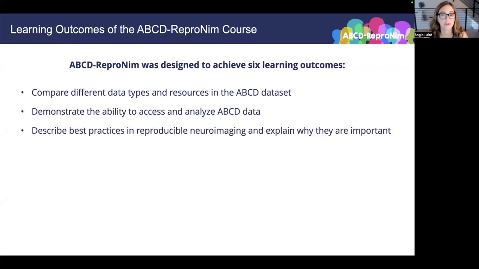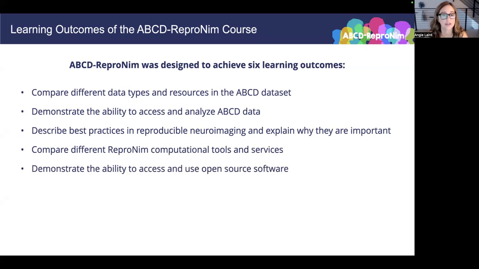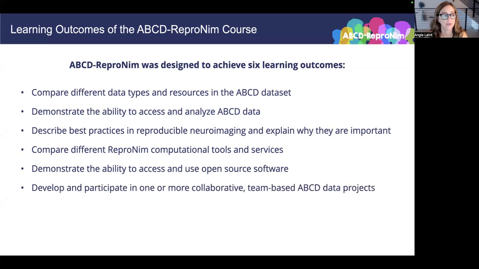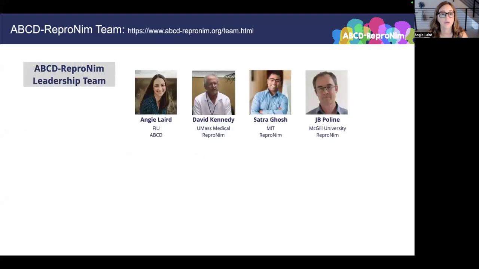Then from the ReproNim perspective, we want you to be able to describe best practices in reproducible neuroimaging and explain why they are important. We also want you to be able to compare ReproNim computational tools and services and demonstrate the ability to access and use open source software. Finally, in our minds, most importantly, we expect you will develop and participate in one or more collaborative team-based ABCD data projects. So that's our overall philosophy and why we've designed the course the way we have.